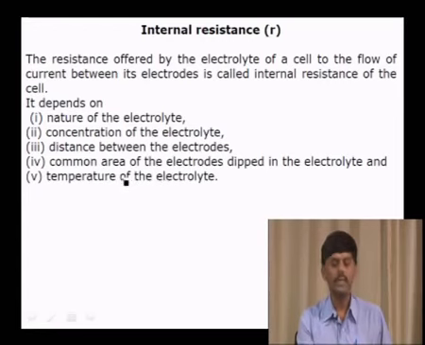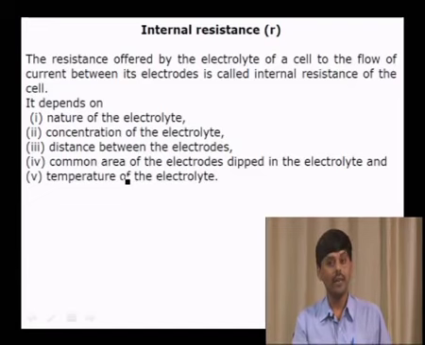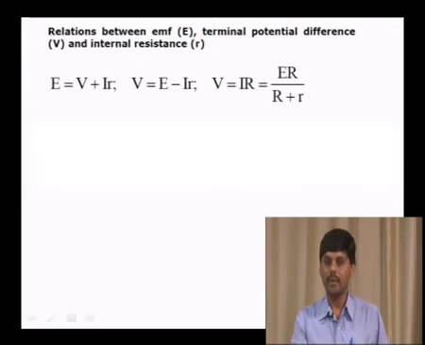This internal resistance of a cell depends on 5 parameters. Number 1 is nature of the electrode, concentration of the electrolyte, distance between the electrodes, area of the electrode, and temperature. Because of all these points, the internal resistance depends.